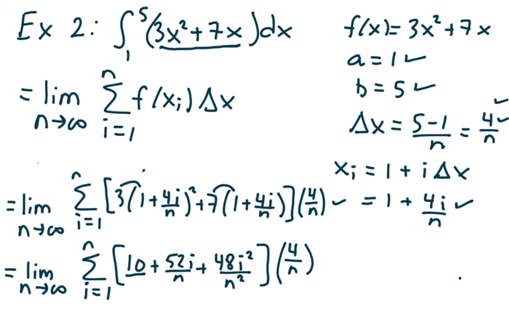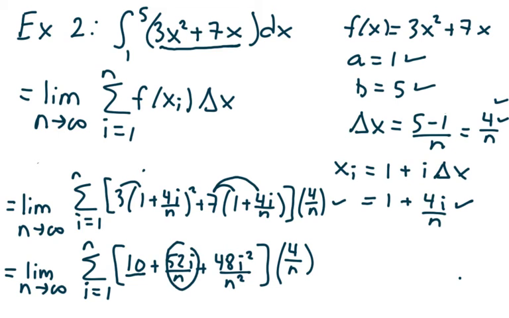And then, for example, if I take 1 times 4i over n and double it, I get 8i over n. And then 8 times 3 is 24. 24 plus 28 is 52. So I'm going to get 52i over n. Make sure you're convinced of where I'm getting these numbers from, okay?